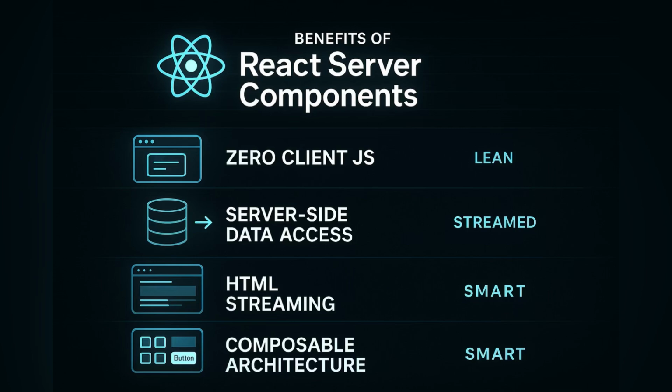Benefit 2: Direct server-side data access. You can fetch data directly from your database, API, or CMS inside a server component, no extra API calls or fetch logic on the client. Benefit 3: Streaming. React Server Components can stream chunks of HTML as they become available. Benefit 4: Modular and composable. You can mix server and client components intelligently. Together, these benefits make your app not just faster, but architecturally cleaner and easier to scale.